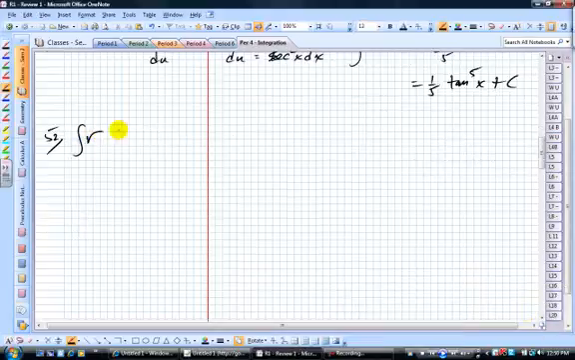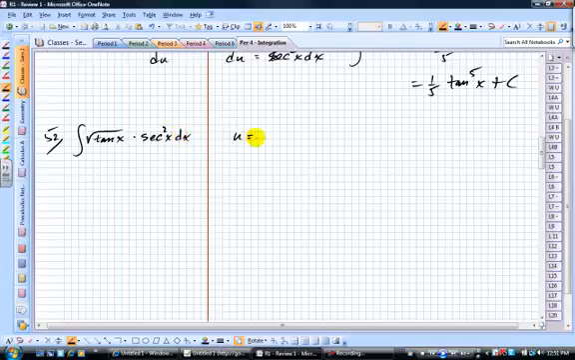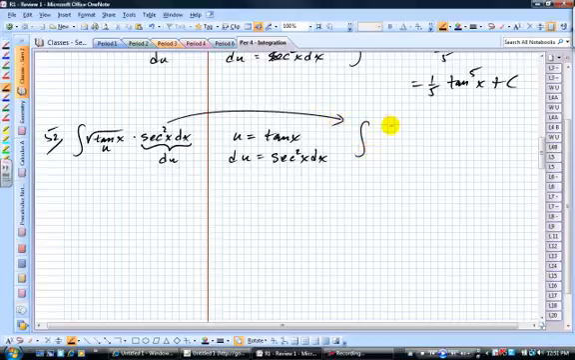Okay, so the integral of the square root of tangent x times secant squared x dx. Once again, you want to pick a function for u whose derivative is somewhere else in the integral. And we know the derivative of tangent is secant squared, so my first thought would be letting u equal tangent x, because I know that the derivative is secant squared x dx. So this portion is nothing more than du. So when I rewrite the integral, I get the integral of the root u du.